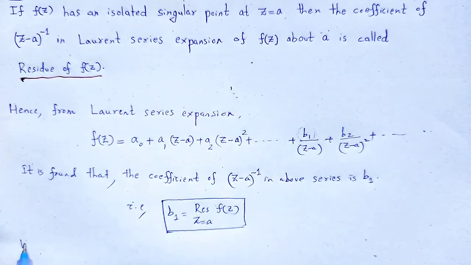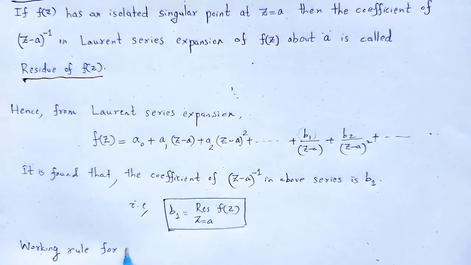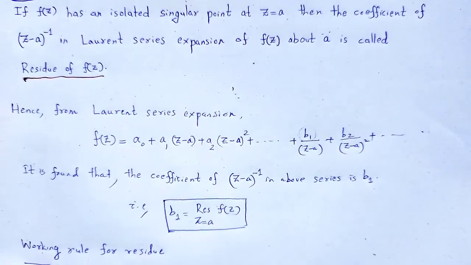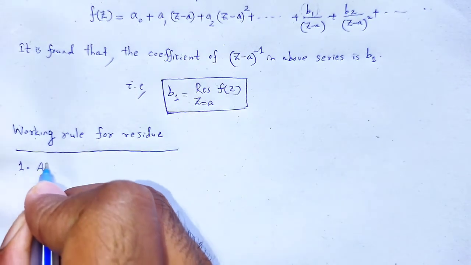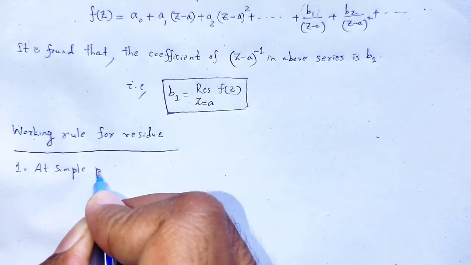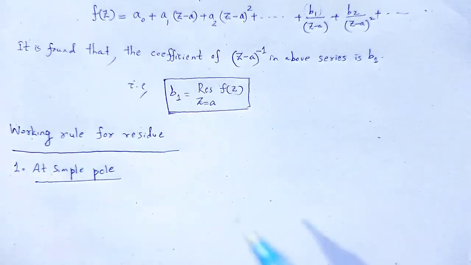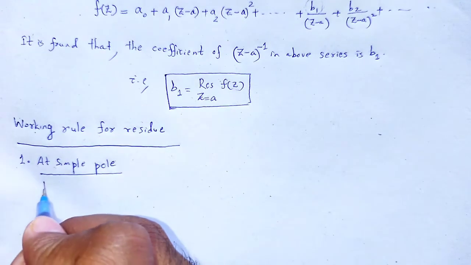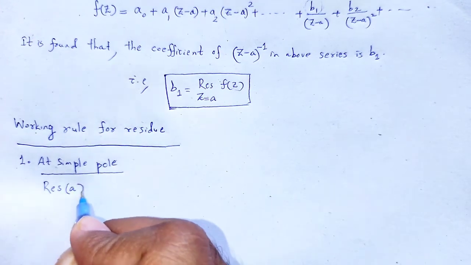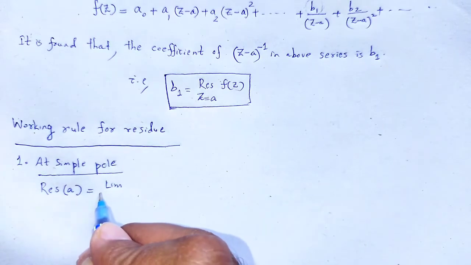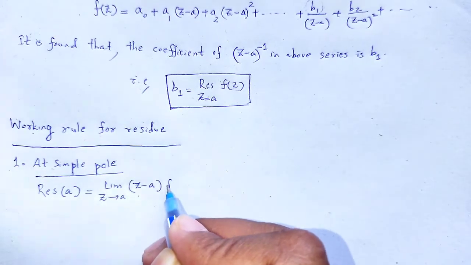So the working rule for residue at simple pole, having the pole of order 1. The residue at a is calculated by taking limit z tends to a, z minus a times f of z.